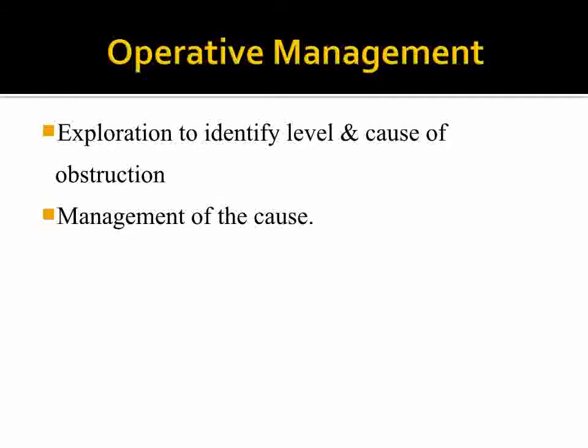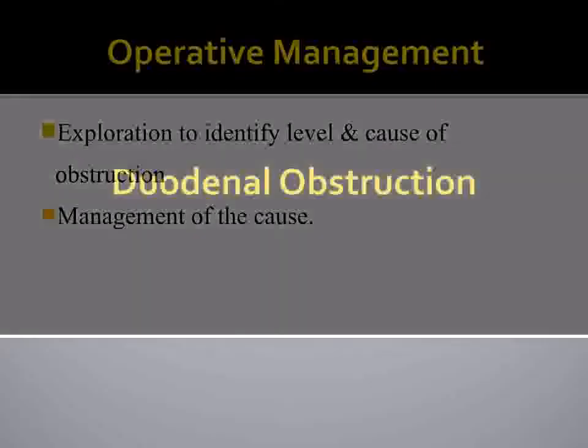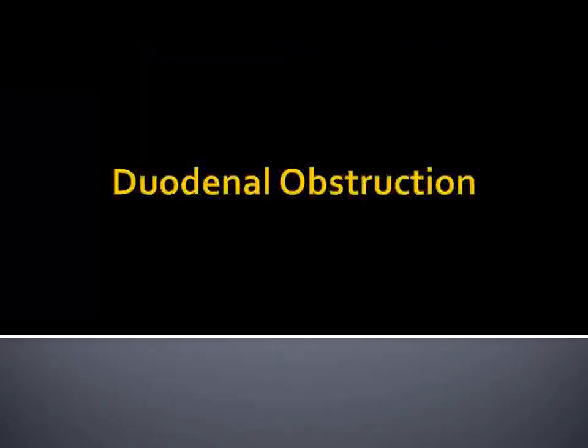After that, we will explain the most common causes of neonatal intestinal obstruction and we will apply what we have just studied in this condition. We will take 4 or 5 conditions rapidly. The first is duodenal obstruction. Duodenal obstruction means neonatal intestinal obstruction at the level of the duodenum.